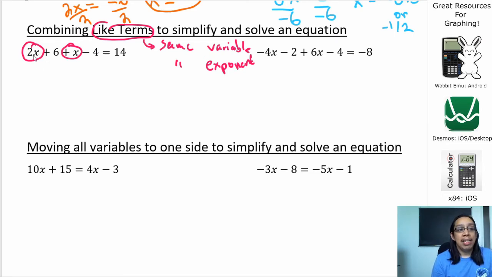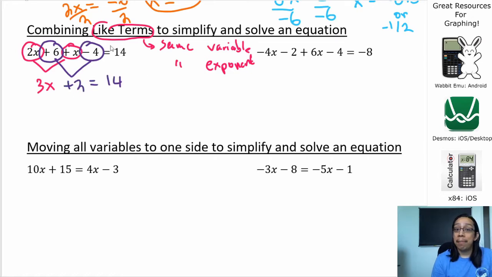Now, why can't I just add 2 in this 6? Well, that 6 does not have an x. That's why we can't add it. They're not like terms. So if I add 2x and x, I get 3x. But that's not the only thing I can combine. I can also combine plus 6 and minus 4. So when I combine these two, 6 minus 4 gets me a plus 2. And I drop down the 14.